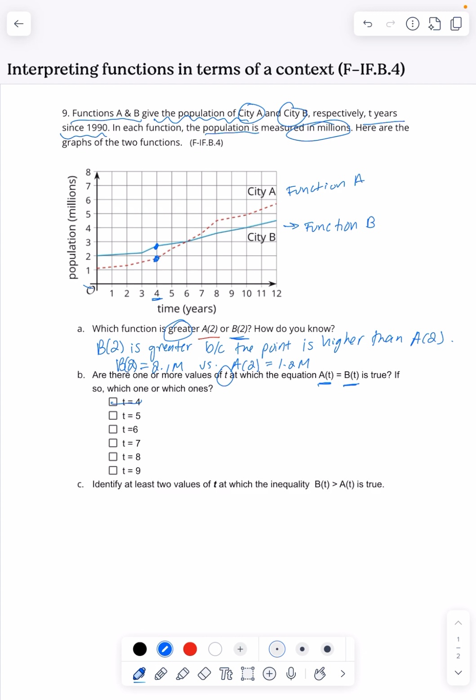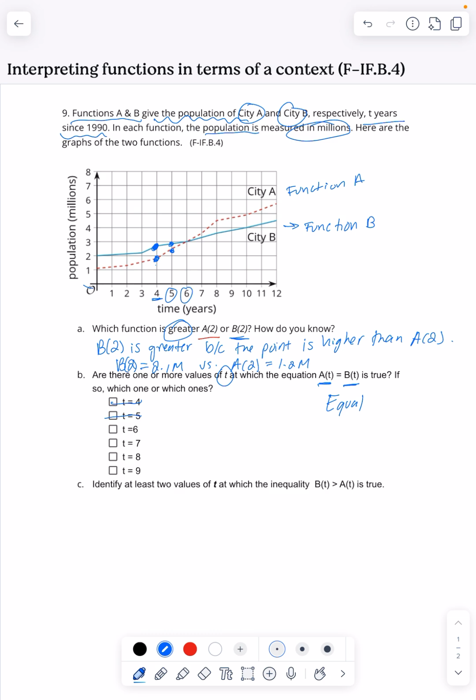You could see that the bottom one, city A, is around 1.9 million. And then for function B, the blue graph right here, it's around 2.5 million. So that's not the same. These have to be equal. Now, t of 5, same thing. Very close, but you could see that the red line is still lower than the blue line. So therefore, these are not equal.